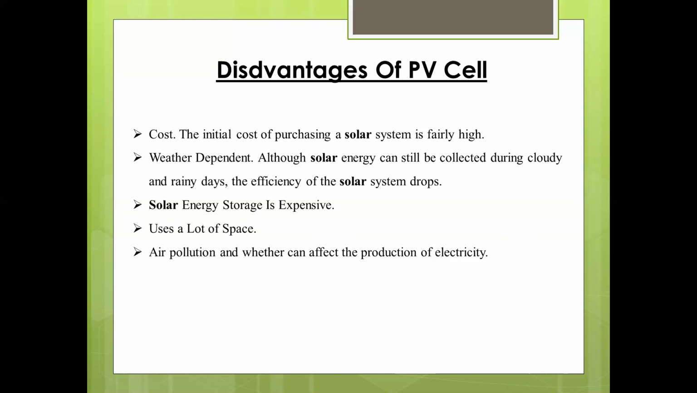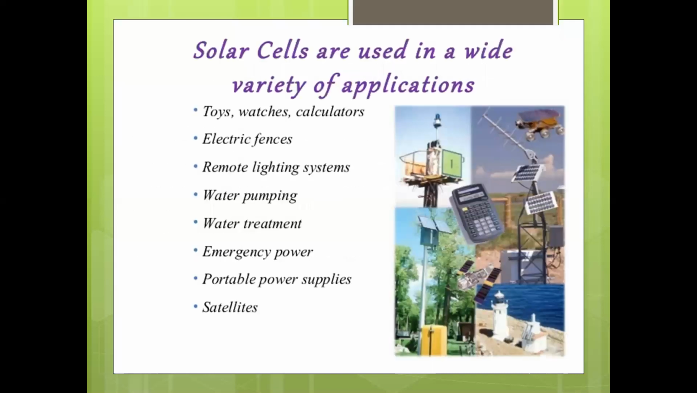These photovoltaic cells are weather dependent. If the intensity of the sun varies from morning to evening, the efficiency also varies. Although the solar energy can still be collected during cloudy days and rainy days, the efficiency will drop down. The solar energy storage is expensive and uses a lot of space. If you want more production of electricity, you need more solar cells and solar panels. That's why a lot of space is required. Air pollution and weather can affect the production of this electricity. So these are the disadvantages of photovoltaic cell.